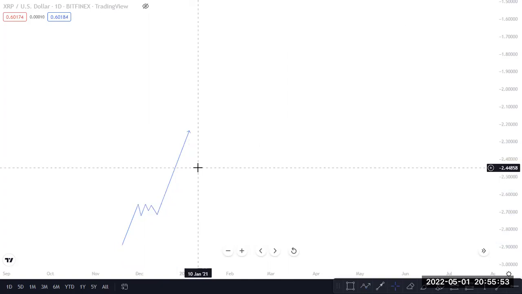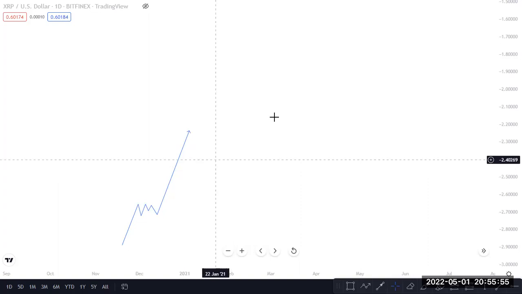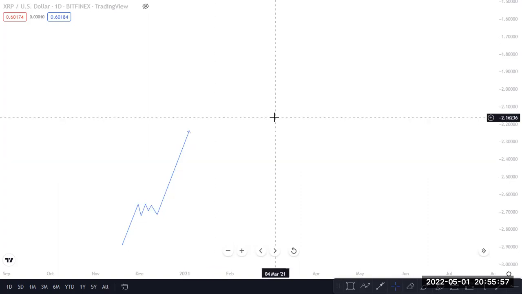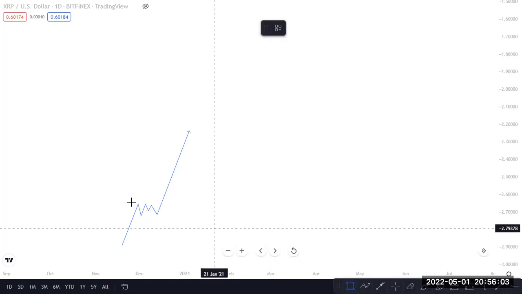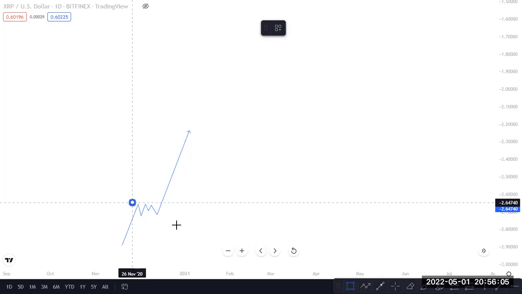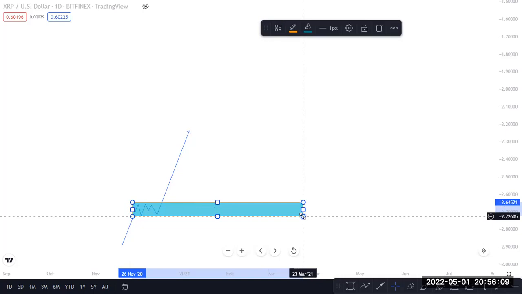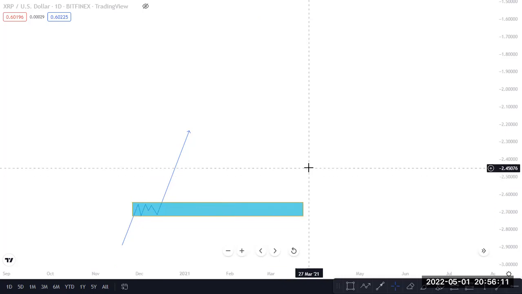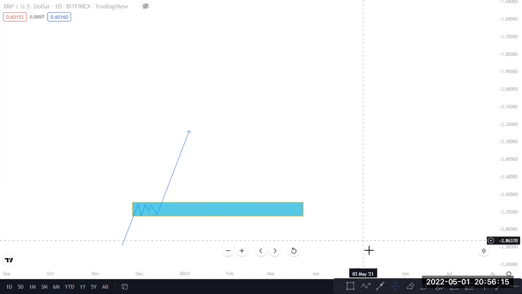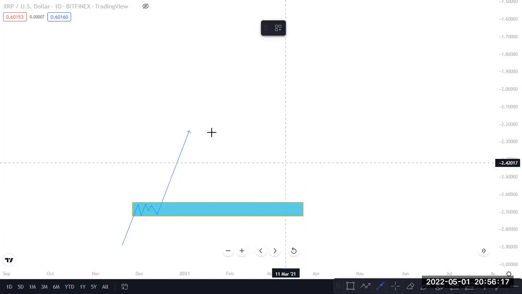So what we do is, when you see something like this, we come back to the point of equilibrium, or the consolidation, right? We come back to the point of equilibrium, and we mark this area as our zone area or as our point of interest, right? So what are we expecting right now? We want this coin to come back to our point of interest, okay?